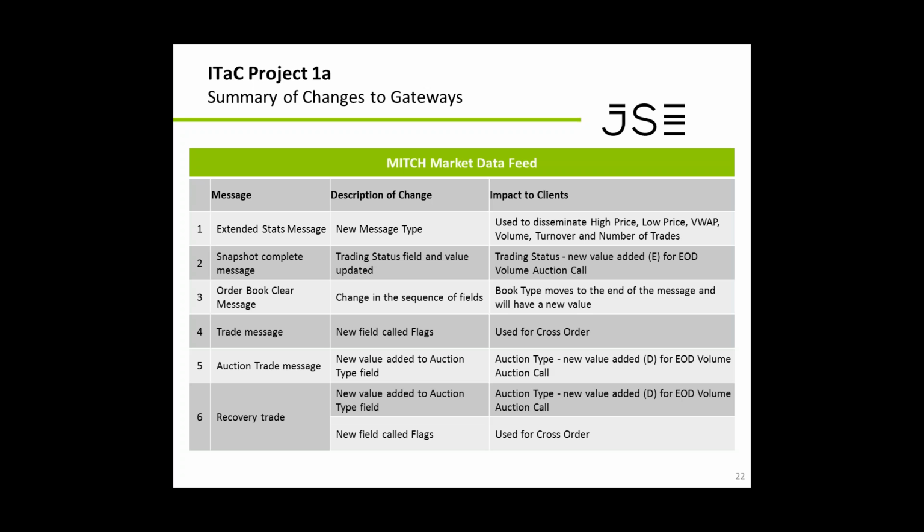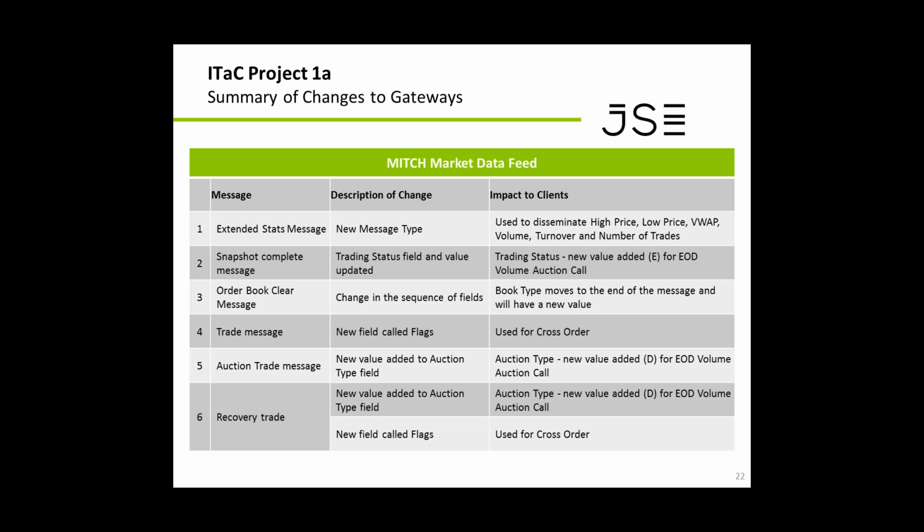In the snapshot complete message, we'll be adding and updating values there for the trading status. In the order book clear message, there will be a slight change in the sequence of fields in that the book type will move to the end of the message and will have a new value. In the trade message for the central order book cross, we will be adding a new field called flags. In the auction trade message, there will also be a new value added to the auction type field. And this will be used to identify the actual trade at the end of the volume auction on cross.